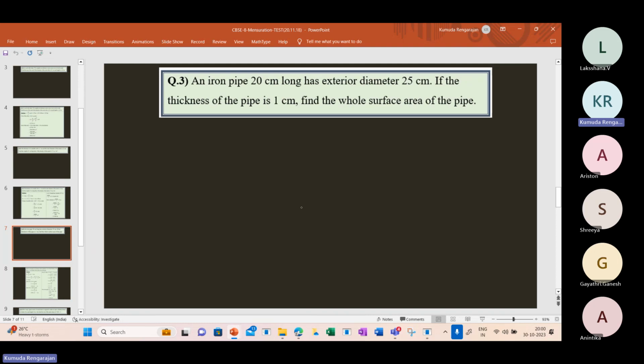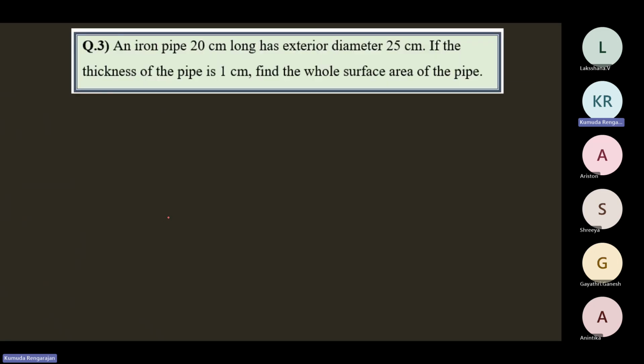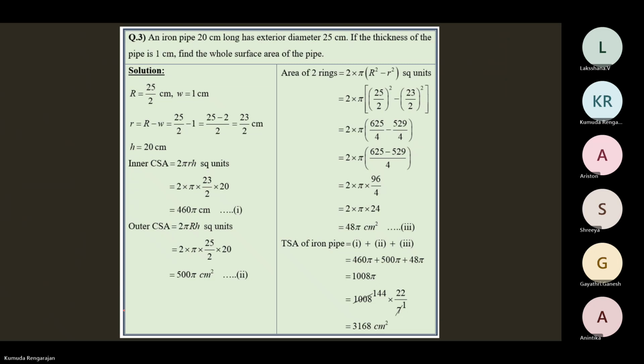Since I was talking about, let me do the third one. Since I just finished with surface area, let me just explain 3 which is related to surface area. Okay, I'll just show you the answer. See here. I'll go back to the second one, children.